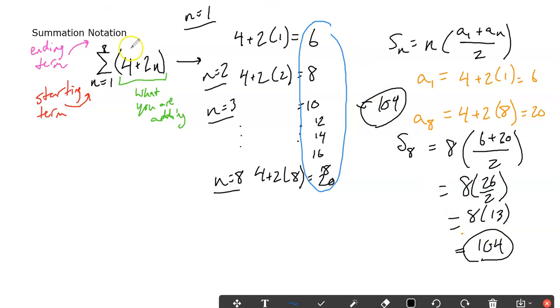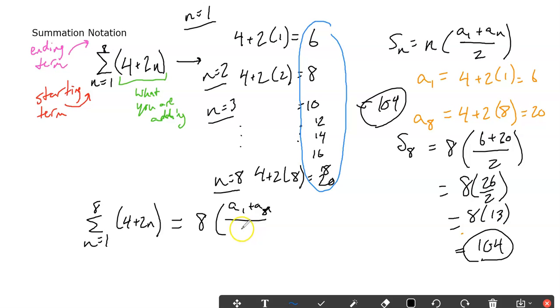So this summation formula, you can do it by hand if you really want to, if it's low enough, but in the end, the formula can tell you. Another way to write this is that the sum from n equals 1 to 8 of 4 plus 2n equals n, which is 8, times a1 plus a sub 8 in this case, over 2. You can always use this formula to get the summation out. All you have to do is identify whether this is an arithmetic or geometric sequence.